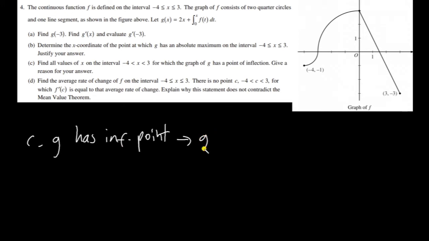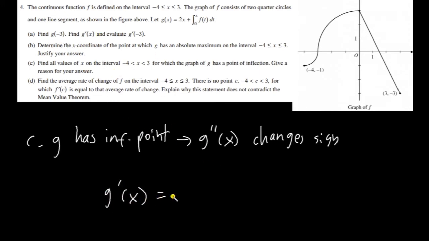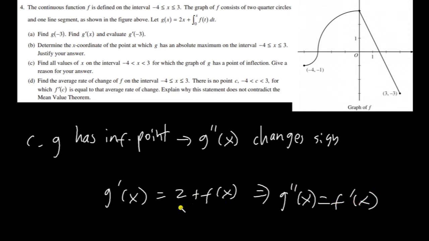Well, it means that g double prime of x changes sign. That's what an inflection point is. It's when the second derivative changes sign. And then you have to think, I remember from part A that g prime of x equals 2 plus f of x. So g double prime of x must equal f prime of x. Take the derivative of this side, the 2 is gone, and the f of x becomes f prime of x. So g double prime of x is equal to f prime of x.